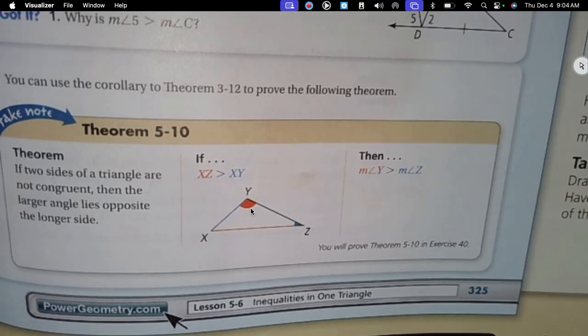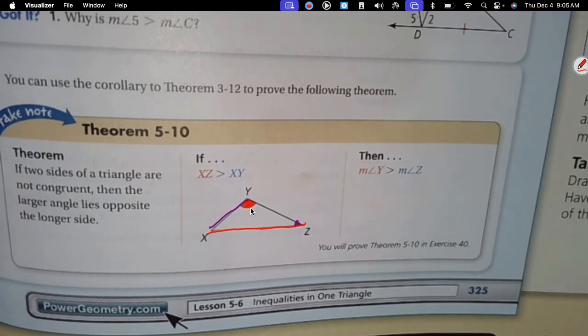So what this says right here, if XZ is bigger than XY, then Y is bigger than Z. That kind of shows what angles are bigger. Okay? So if XZ, if I'm showing the red, is bigger than the purple, then the red angle is bigger than the purple. That's all it means. Does everybody understand that?